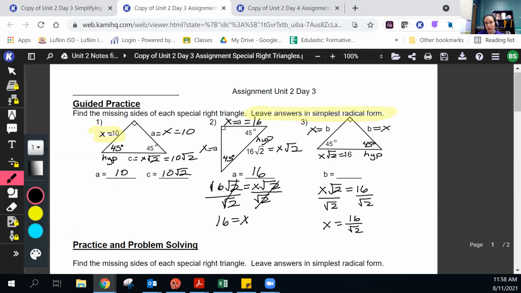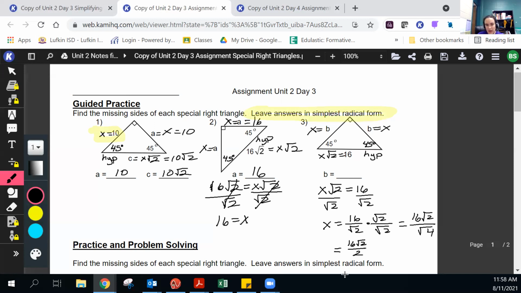So please remember that we need to multiply by our denominator, multiplying by that square root of 2 over that square root of 2. And we're just multiplying across. So that gives us 16 times the square root of 2 over the square root of 4. And the square root of 4 equals 2. So we have 16 square root of 2 over 2.